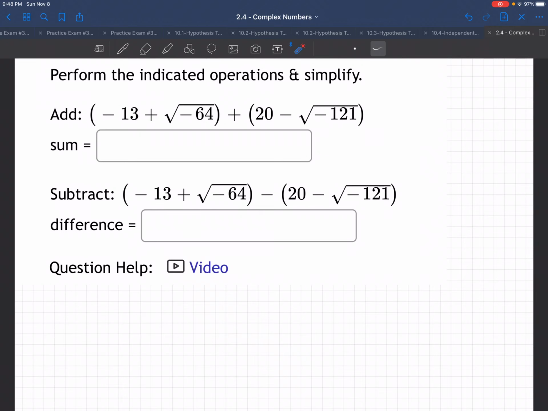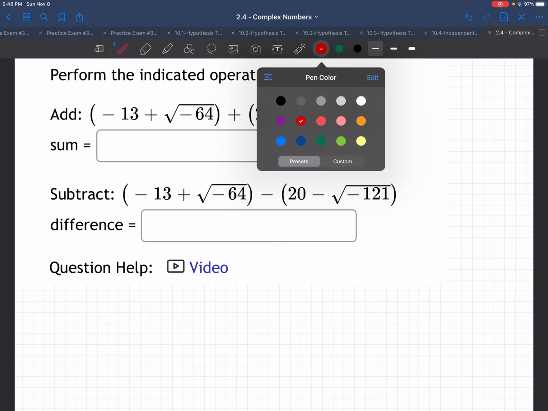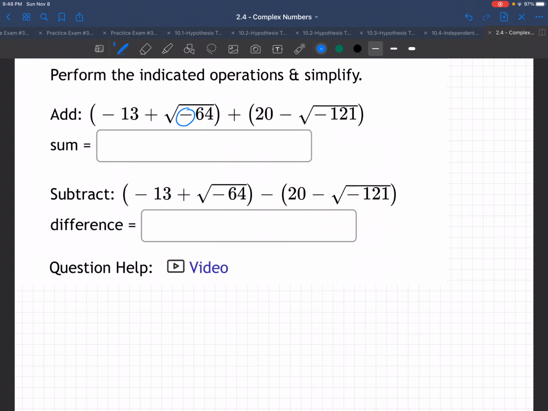In this example, we're adding complex numbers. So what do we do with a negative inside? Let me grab it right here. Inside of a square root, it brings an i right to the front. Same thing here. Brings an i right to the front.